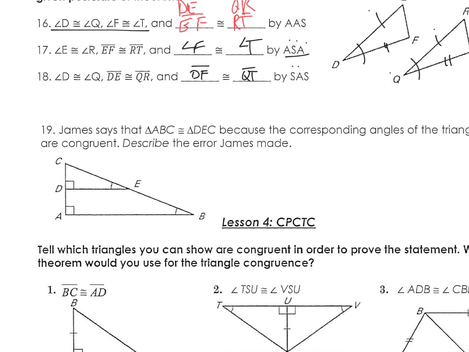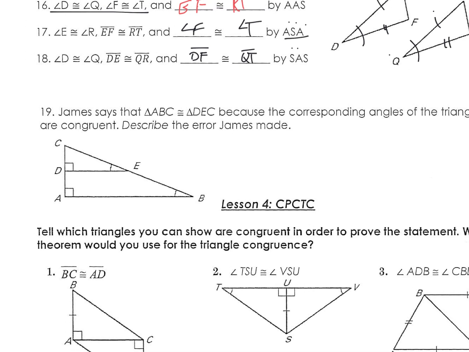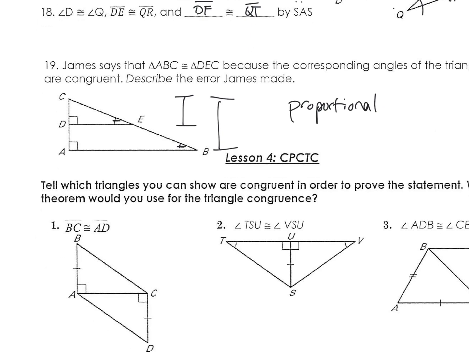So for 19, James says that these two triangles have corresponding angles, so they must be congruent. Well, I think it's pretty obvious that they can't be congruent because one is inside of the other, and congruent means same shape, same size. But we know that he understood that the angle measures are equal here. So we're going to call these proportional triangles. They're not congruent, they're proportional. We're going to come back to that in a later chapter. If all the angles are the same, they're the same shape, but we can scale them up and down, which means that they are proportional, not exactly equal.